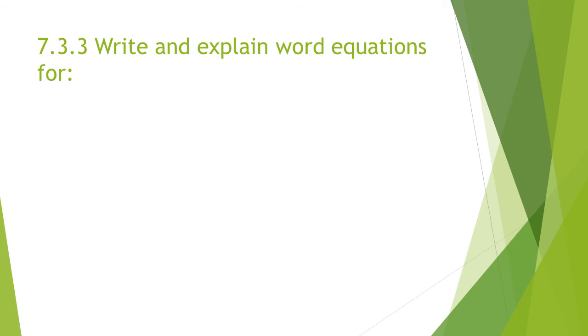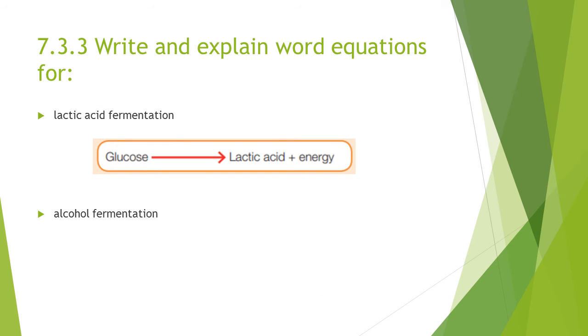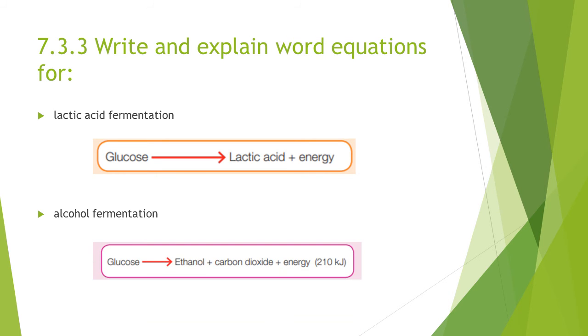Okay, the write and explain word equation question. This you have to remember. We have two word equations that you have to remember. For lactic acid fermentation, you have glucose, without oxygen, forming lactic acid plus energy. For the ethanol, you have glucose forming ethanol plus carbon dioxide and energy, 200 kilojoule. For the lactic acid fermentation, the amount of energy is 150 kilojoule.